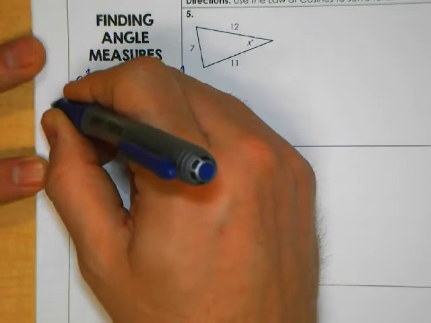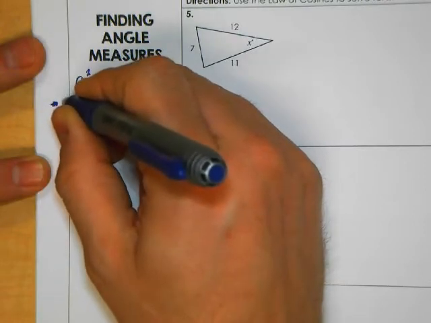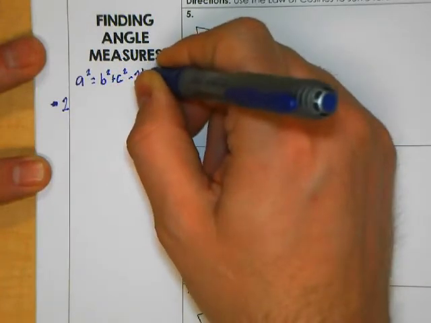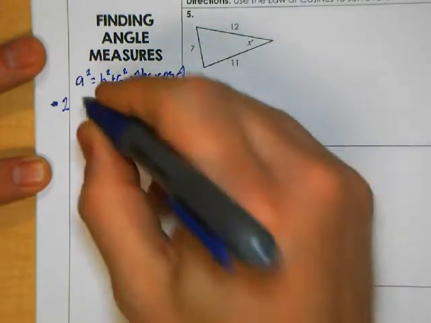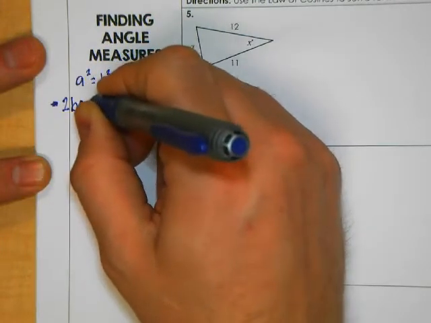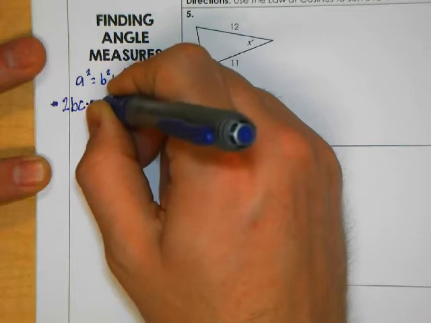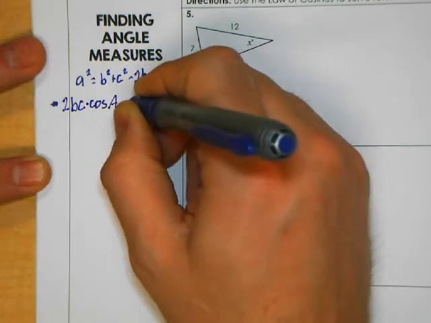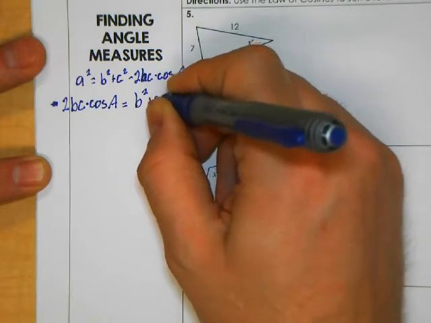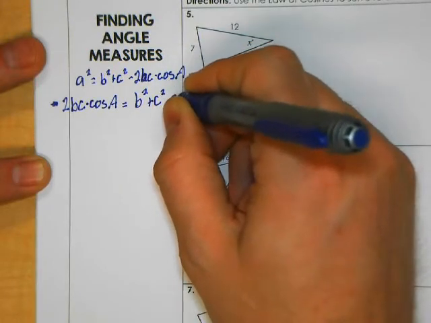I'm sorry, not a negative, the negative's gone. We have a positive 2ac, and oh, I wrote it down wrong. Somebody's yelling at me here. This is bc. Negative 2bc times the cosine of A will be equal to b squared plus c squared minus a squared.